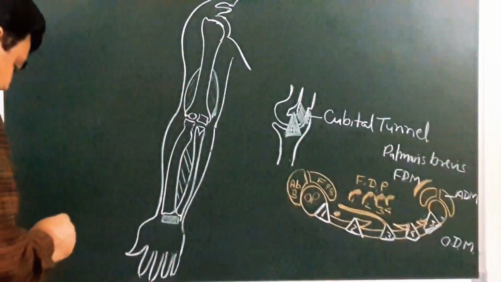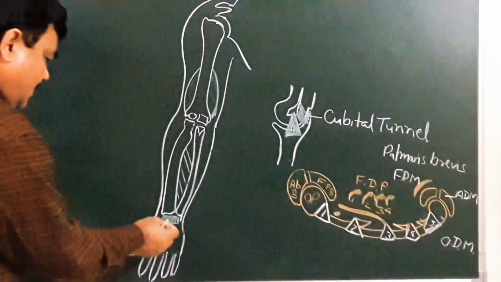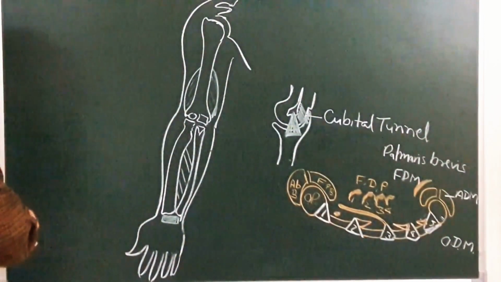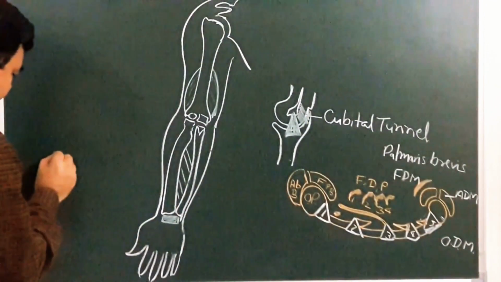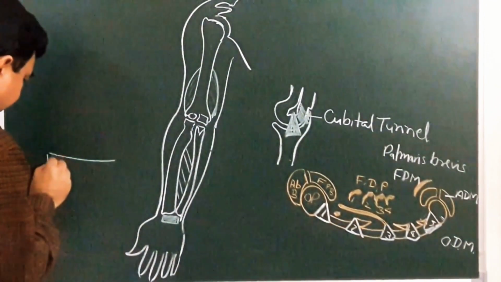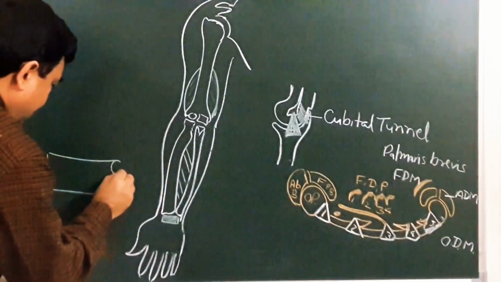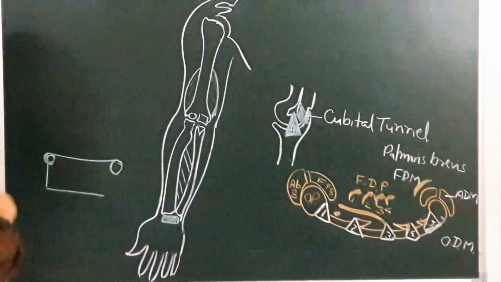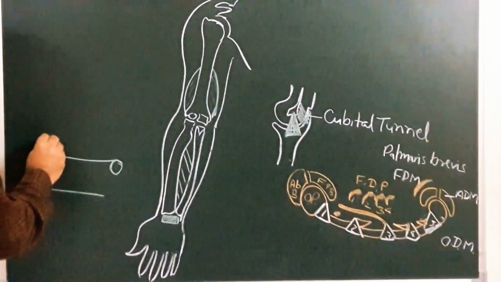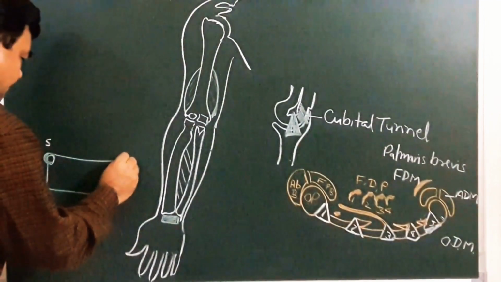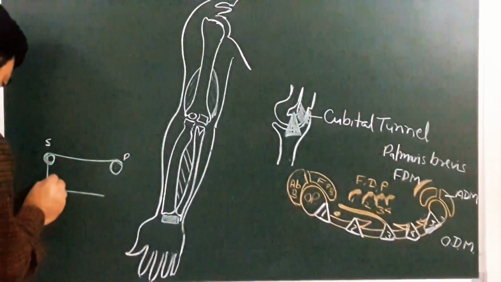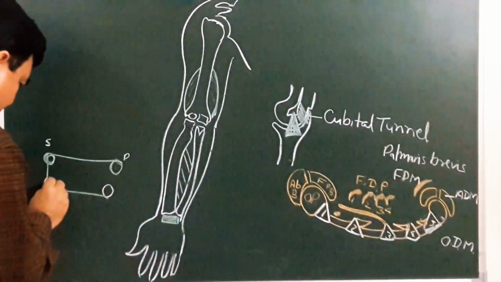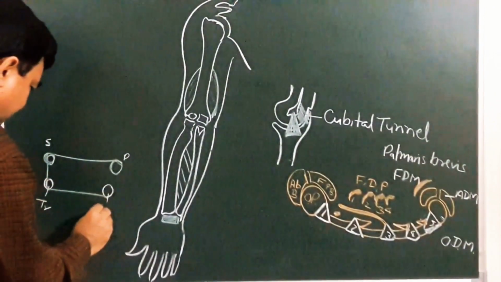And the diagram of this region: here is the flexor retinaculum. Here is the scaphoid, the tubercle of the scaphoid, this is the pisiform, here is the trapezium, and here is the hamate.